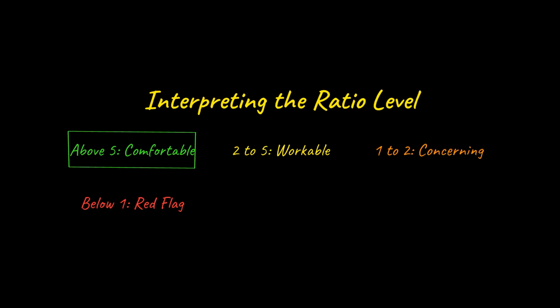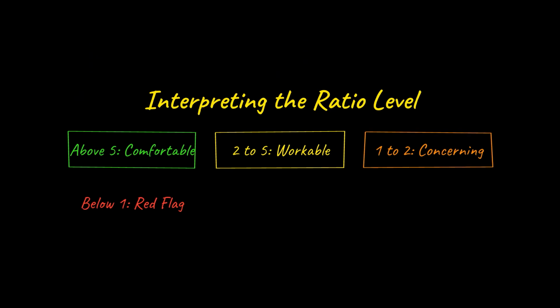A ratio above 5 is generally comfortable, providing meaningful cushion. Between 2 and 5 is workable but warrants attention. Below 2 raises serious concerns, and below 1 means the firm cannot cover interest from current operating earnings at all.